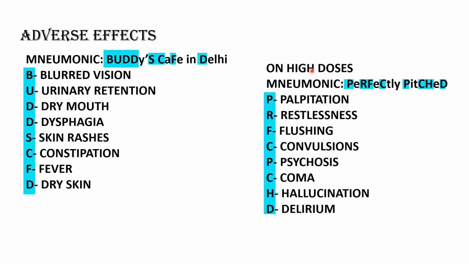Now on high doses, the adverse effects that are seen, mnemonic is PRFCPCHD: P for palpitation, R for restlessness, F for flushing, C for convulsions, P for psychosis, C for coma, H for hallucination, and D for delirium.